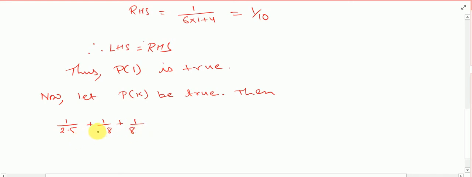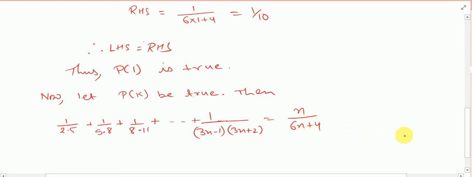So here you have 5 plus dash dash is equal to n upon 6n plus 4. Okay, but here we have to replace this n by k, so we should have k, not n. So let pk be true, then we'll have this, give this as equation 1.